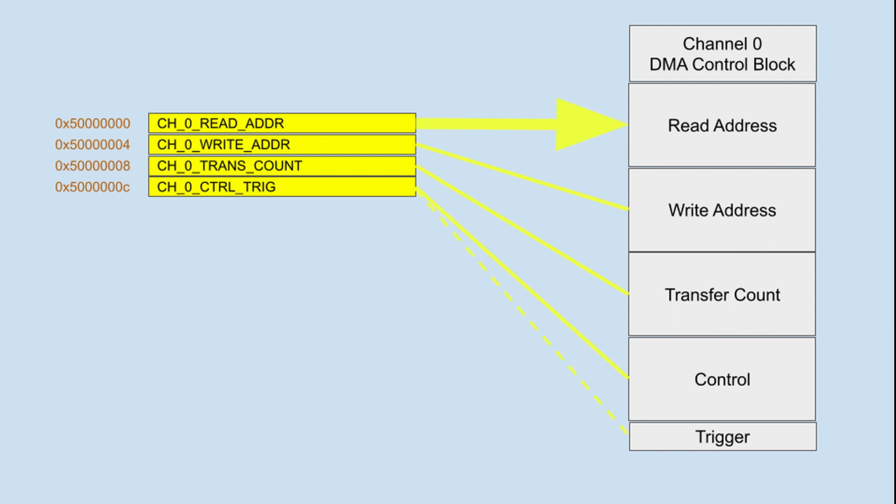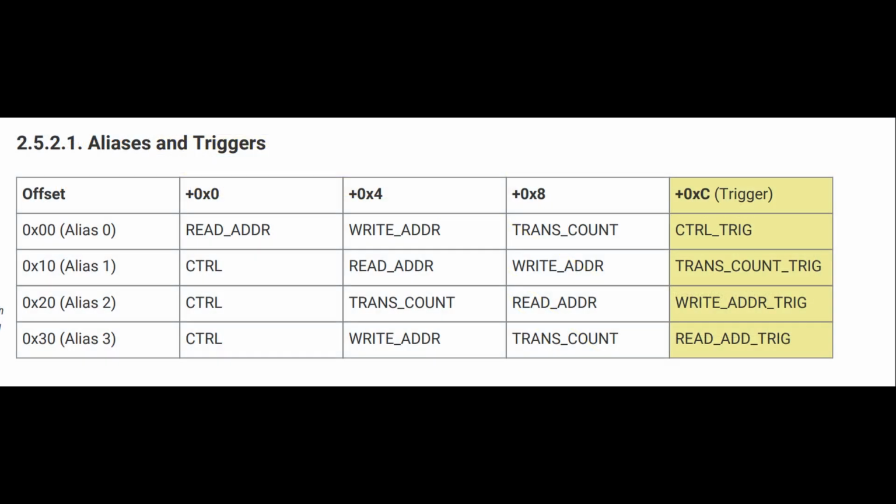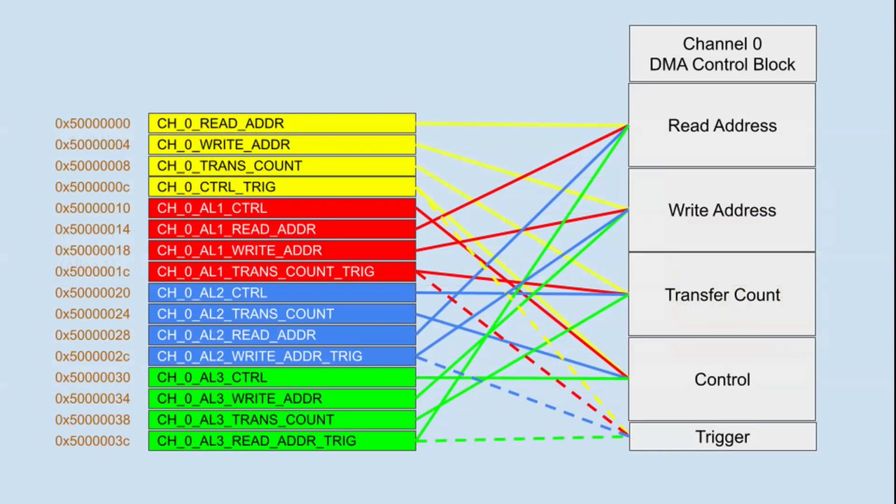Having to write data to four registers just to change the first one seems like a waste of time and data. Many times you want to reconfigure only one or two settings of a DMA channel, so the RP2040 was designed to have four different aliases, which are different orders of the registers. Let me demonstrate. Here's the order of registers for each of the four aliases.